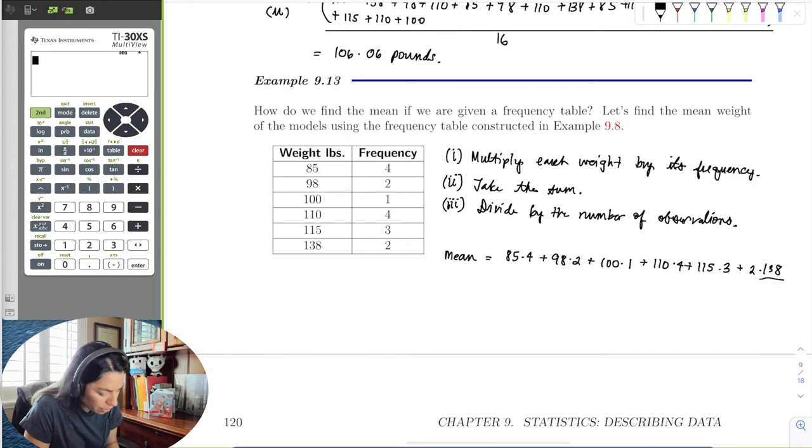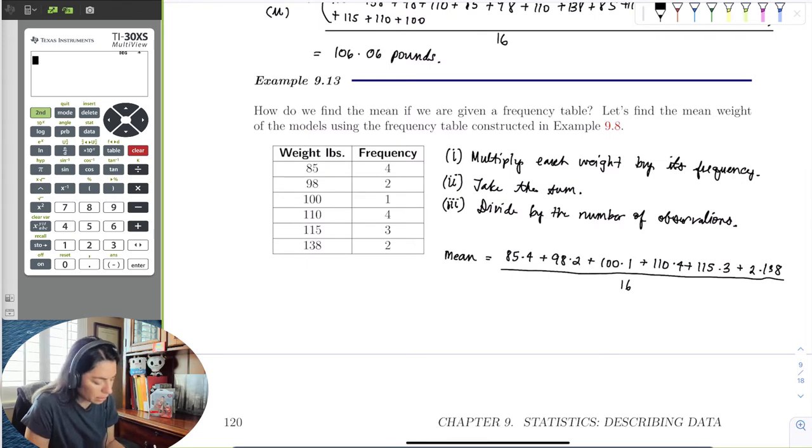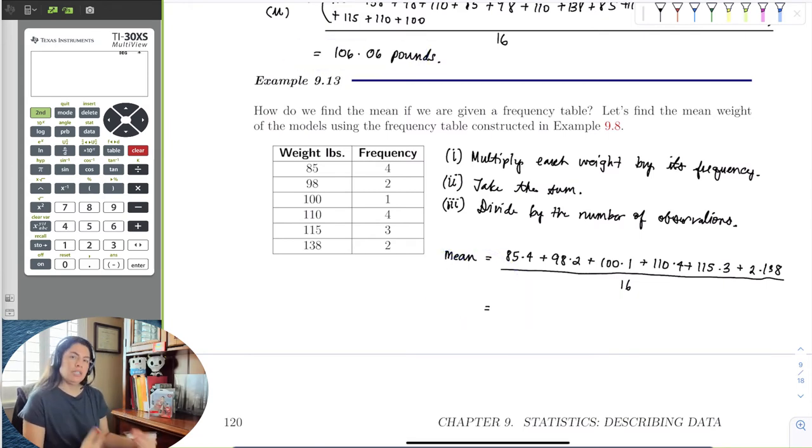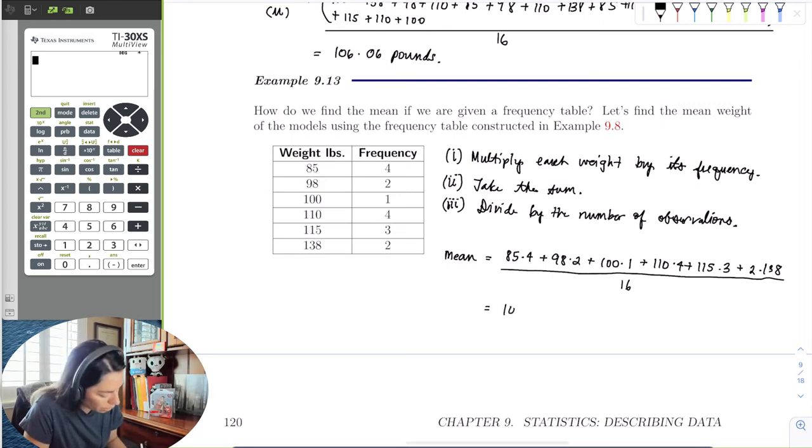138. And then you're going to divide, right? We're going to divide by the number of observations, which was 16. And then we would get the same value as up here, right? It's the same mean in the same data set. It's just how we obtained the mean was different. So we get 106.06 pounds.